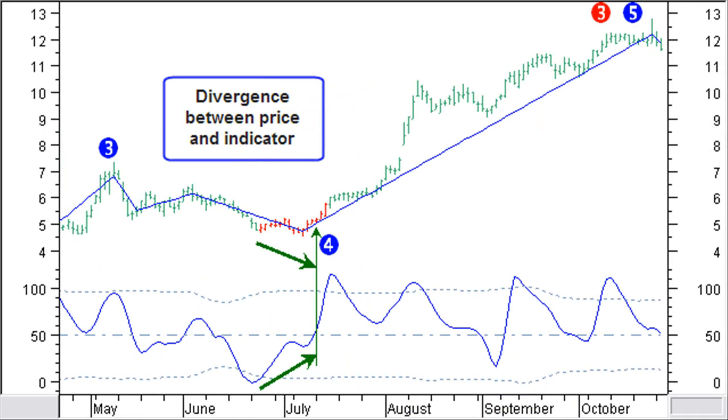A sixth possibility is using oscillators and indicators looking at overbought and oversold areas, and specifically at normal and hidden price indicator divergences. In the example here, we have lower bottoms in price with higher bottoms in the indicator, pointing in the direction of a price up reversal.